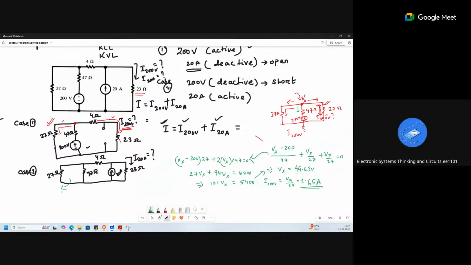So for this circuit, can anyone tell when the 20 ampere is effective, that time what is the current through this 23 ohm? It is easy to do. So all these three you can take equivalent resistors, 27 parallel to 47, series to 4 ohm. Then your current division or something you can apply. But current division I have not told you, but if you know you can apply. Otherwise, you can apply KCL, KVL, whatever you want.